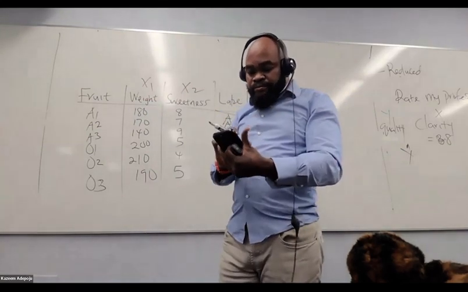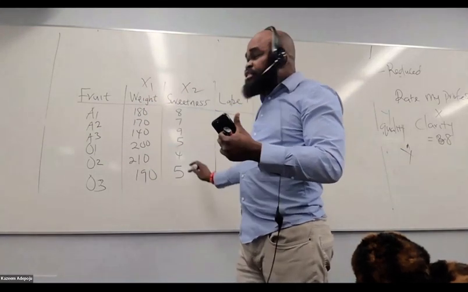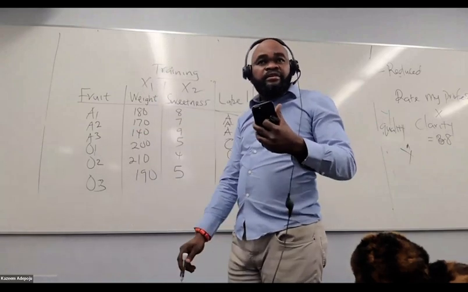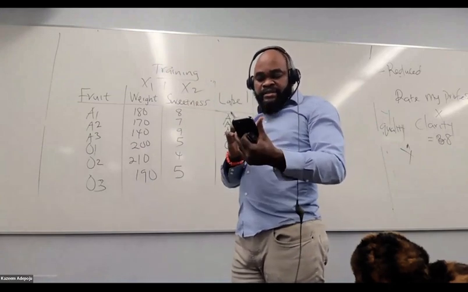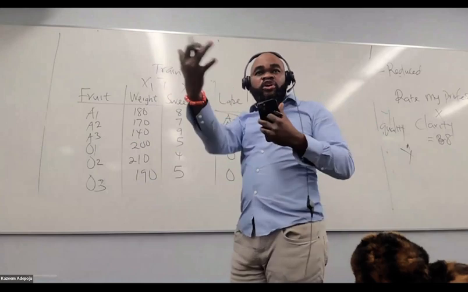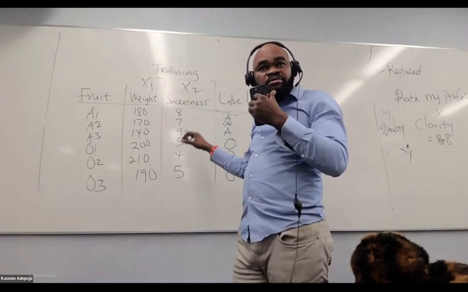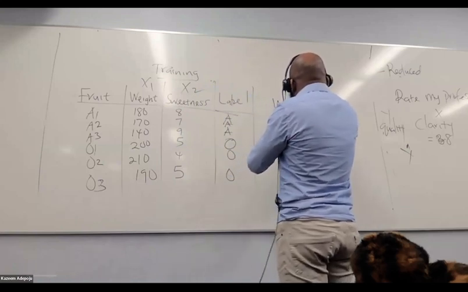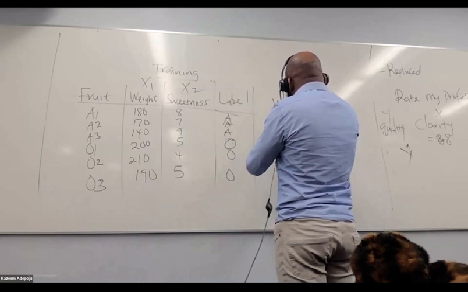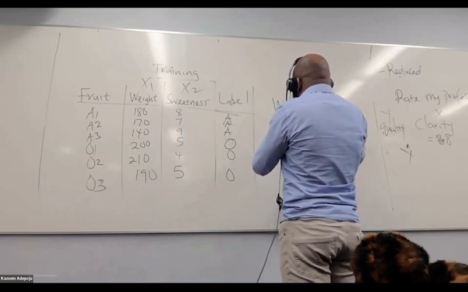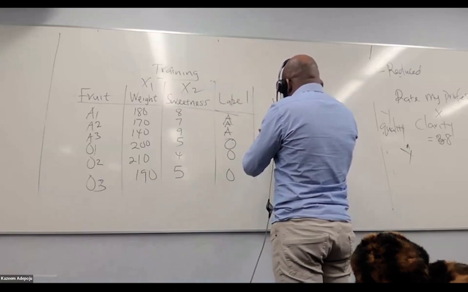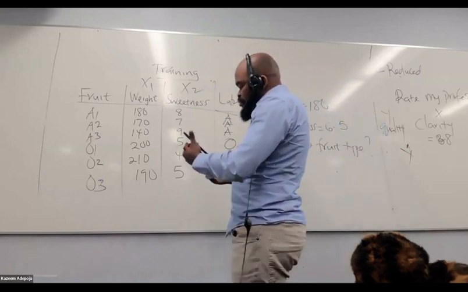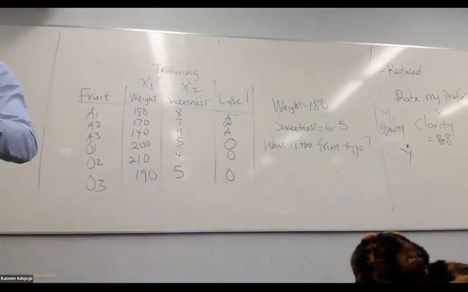Based on this information, if I'm using this as training data, and I have a new apple that is coming in, where the weight of the apple is 180 and the sweetness is 6.5, the question is: what is the fruit type?